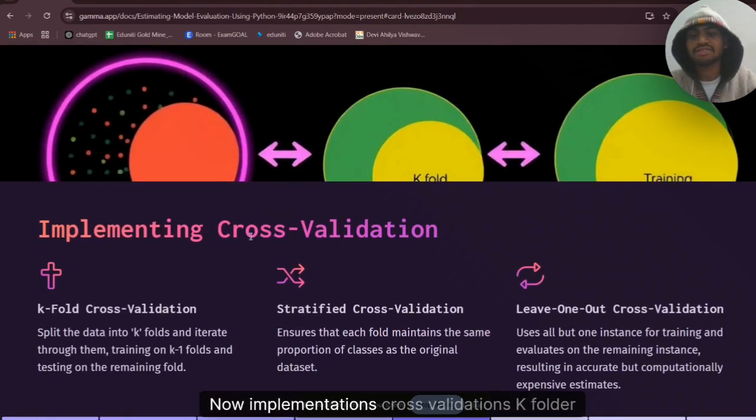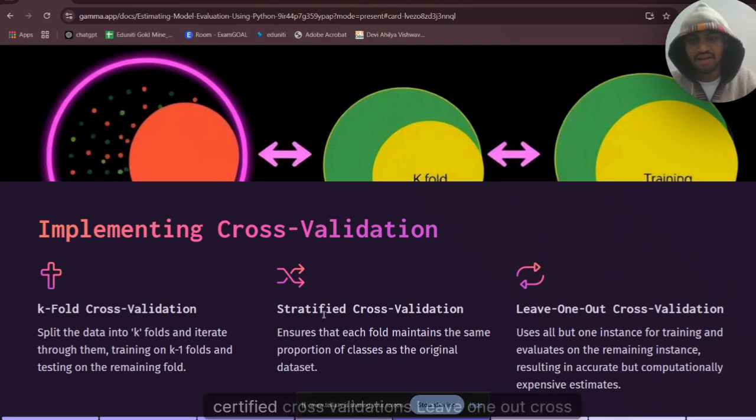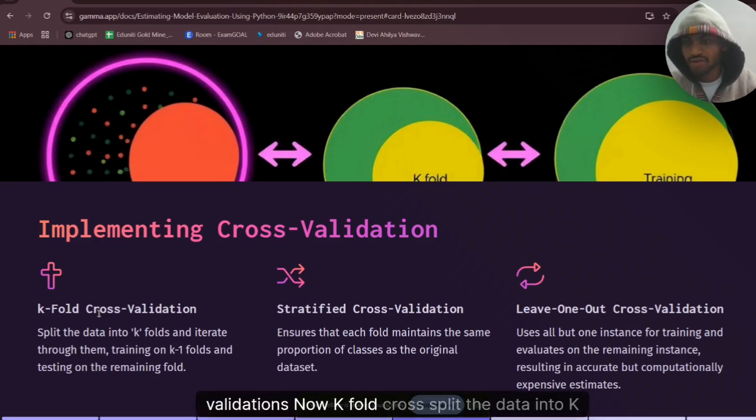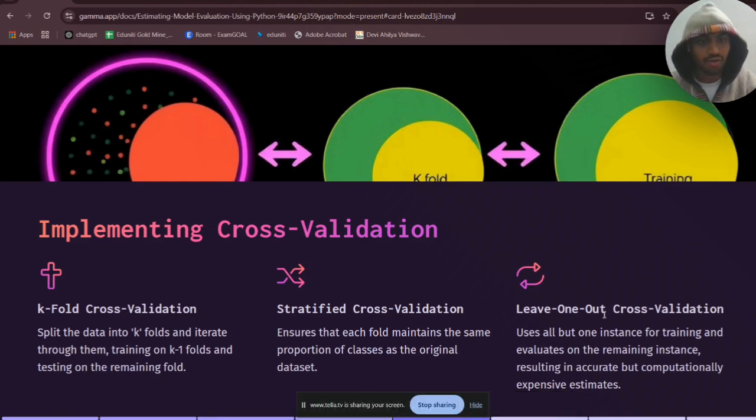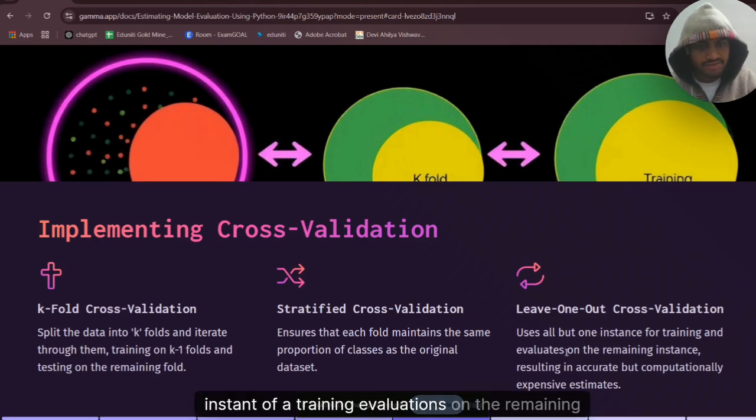Now, implementing cross validation: k-fold cross validation, stratified cross validation, leave-one-out cross validation. K-fold cross validation splits the data into k folds and iterates through them. Stratified cross validation ensures that each fold maintains the same proportions of classes. Leave-one-out uses one instance for testing and trains on the remaining instances, repeating the process.